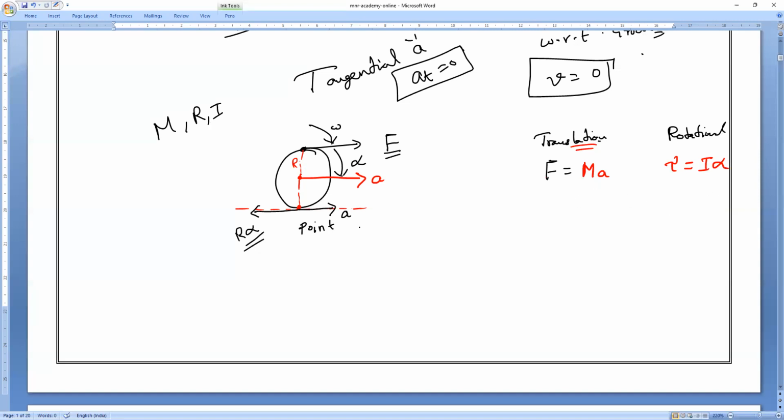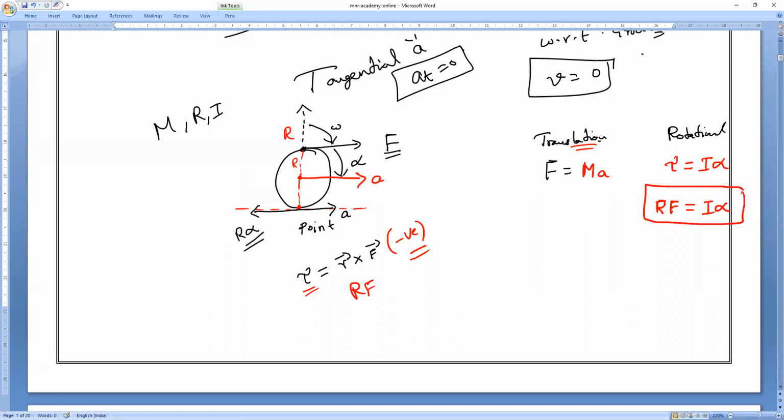Now we all know that torque is also equal to R into F. So R cross F, let me take R as capital R. Can you tell me whether R cross F is negative or positive? Apply the right hand thumb rule. From R cross F, it is coming into the page, you can verify. So it is negative. So in place of tau, I can write capital R times F, which is equal to I alpha.